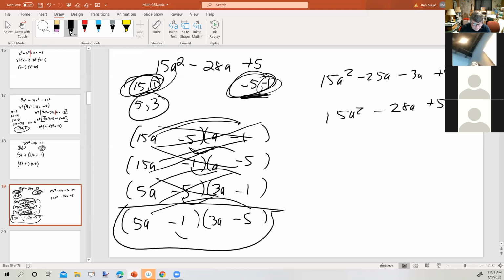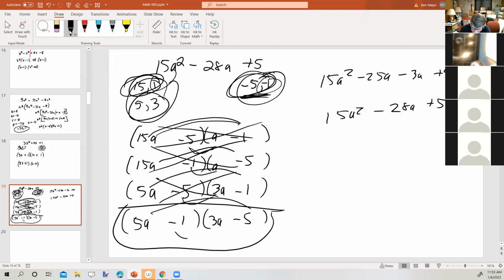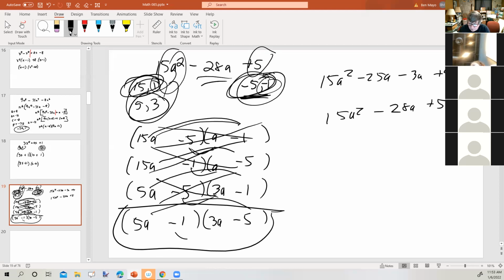Okay. So let me pause and let you take this in. Do you see what I did there? I laid out all the different combinations. There's the trial and check method. You're trying all these different combinations. For the combinations that you try, when you FOIL it, it has to be the final product of 15a squared minus 28a plus 5. And by using these, your first and last terms are going to show up. It's the middle term you're looking for.